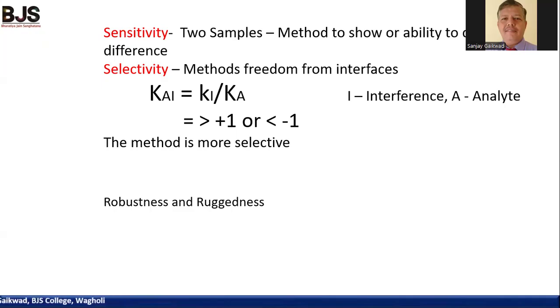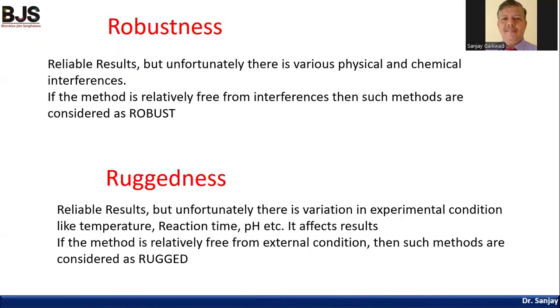Now, the second term is robustness and rigidness. If you see robustness, many times reliable results are there, but unfortunately there is variation, various physical and chemical interferences. If the method is relatively free from interferences, then such a method is considered robust. These physical and chemical interferences are there in many cases, and if they can be minimized, then we say that the method is robust.